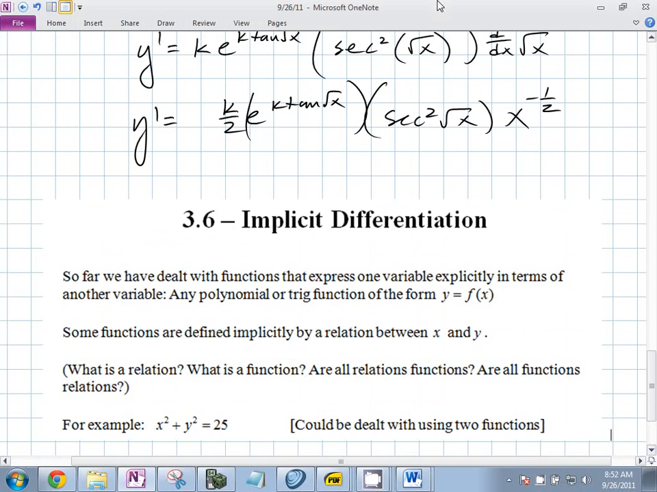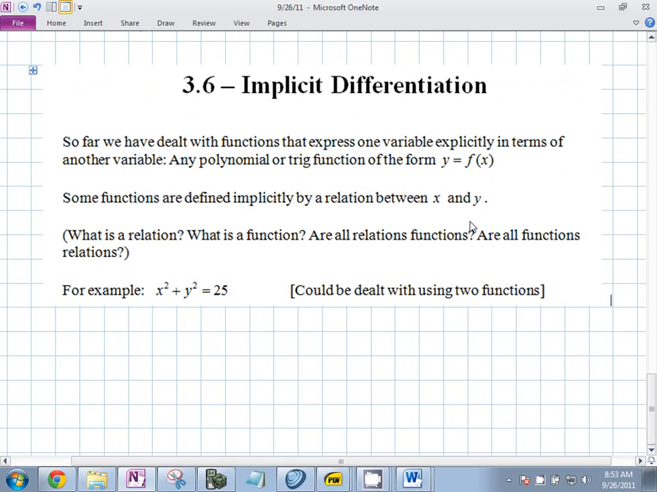So far, we've dealt with functions that express one variable explicitly in terms of another, meaning you can get the output with just one input value. Some functions are defined implicitly by a relation. So these will not be functions, they will be relations.